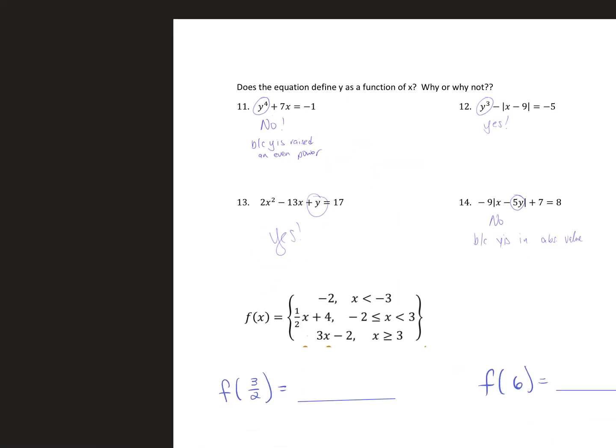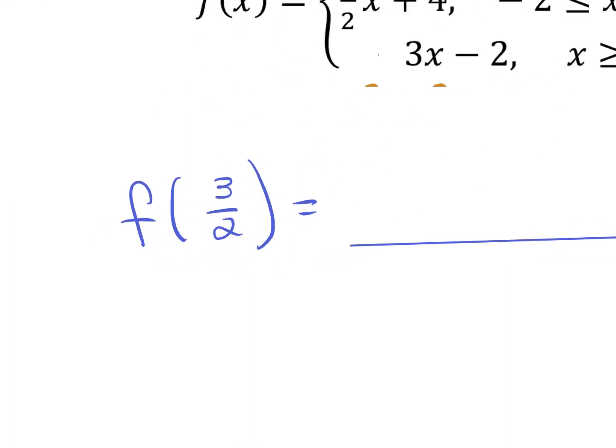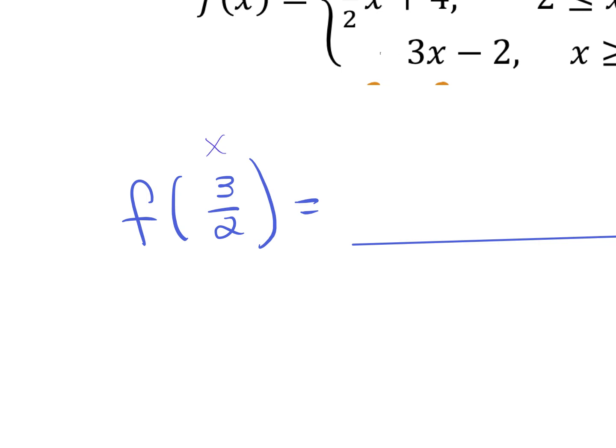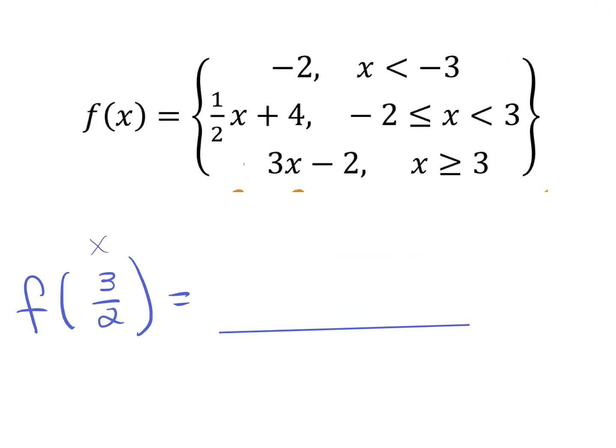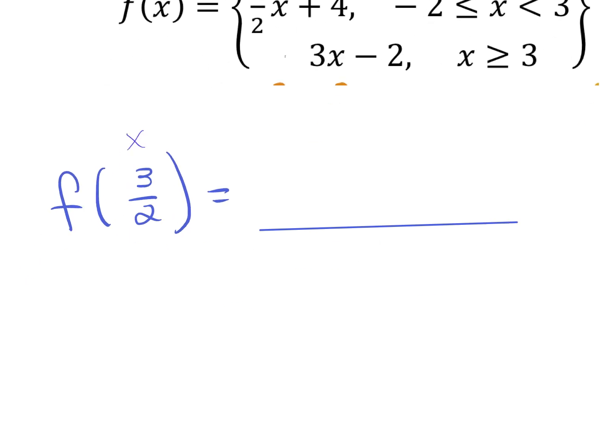Good. All right, lastly, guys, we're going to talk about evaluating piecewise. I'm going to give you a set of piecewise equations and I'm going to say, evaluate at the given value. Well, what does that mean? This is the x value that I'm giving you, 3 over 2. 3 over 2 is 1 and 1 half, right? Where does 3 over 2 fall? Is 3 over 2 less than negative 3? Is 3 over 2 in between negative 2 and 3? Yes. So you would evaluate using that equation, 1 half x plus 4.